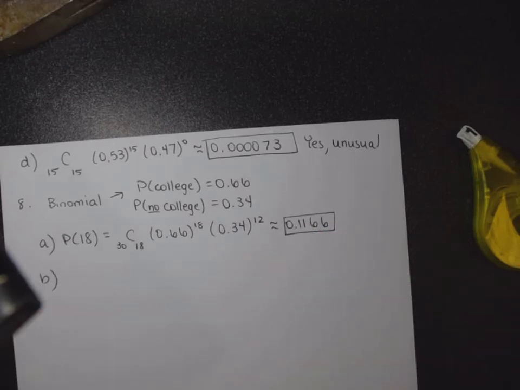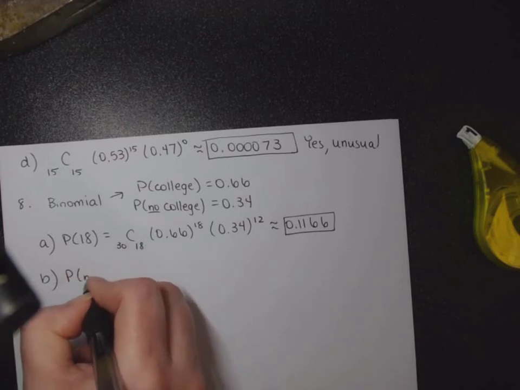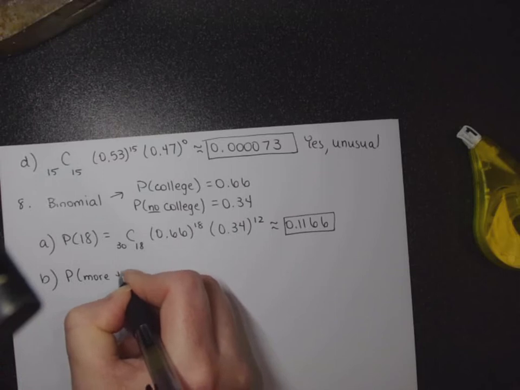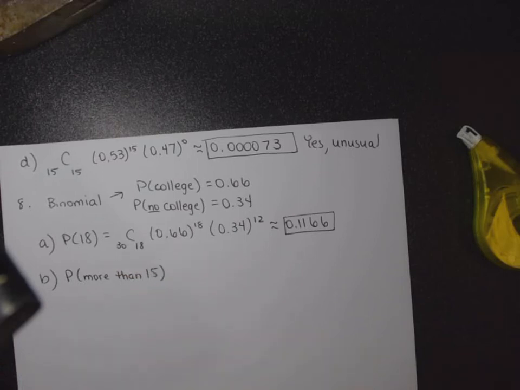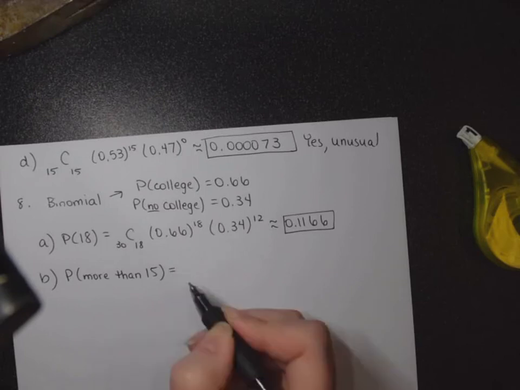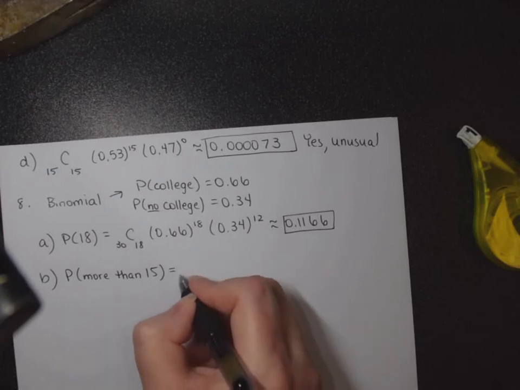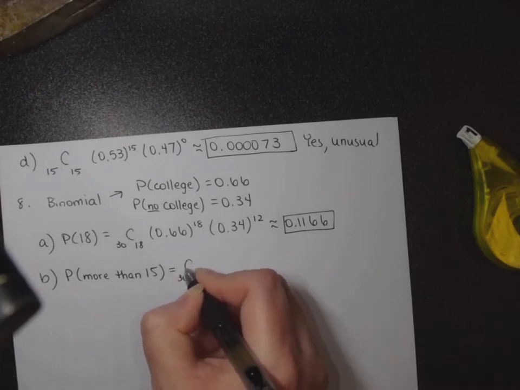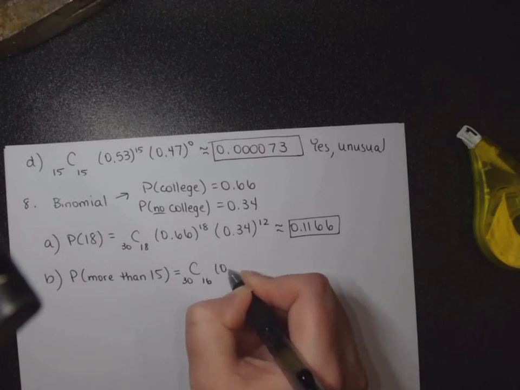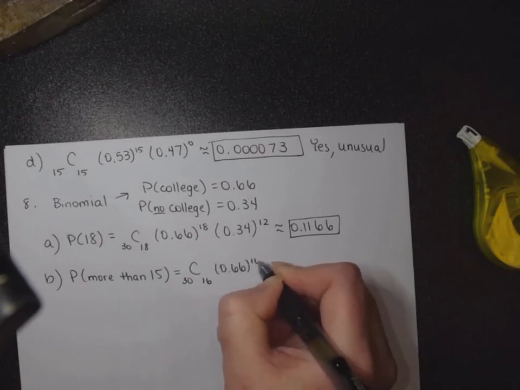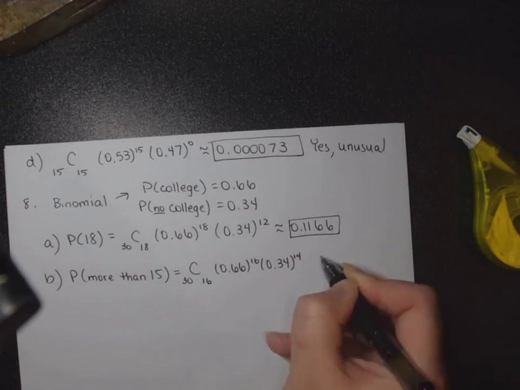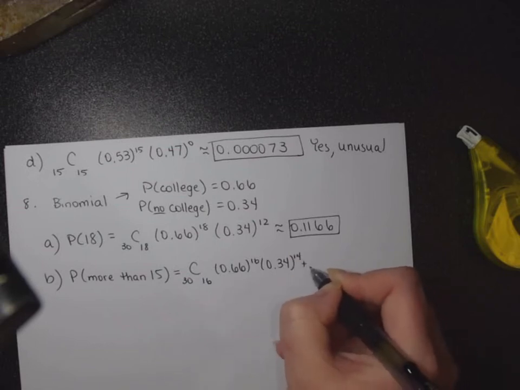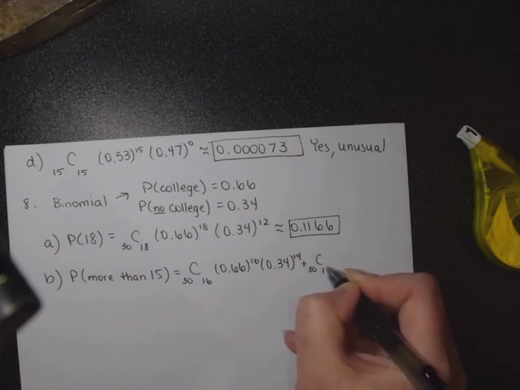What is the probability that more than 15 enroll? I pulled these questions from the book, but again, I wasn't very kind. The probability of more than 15 would mean you would do 30, choose 16, plus 30, choose 17.